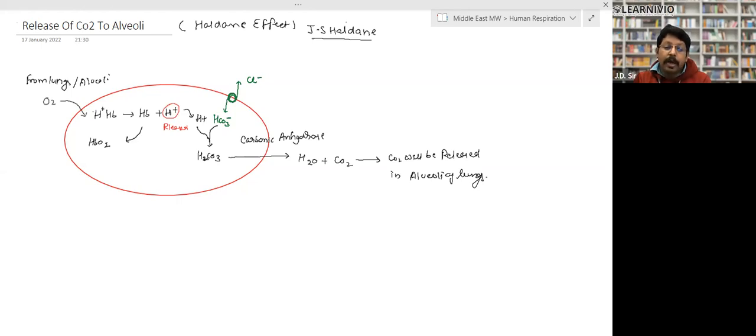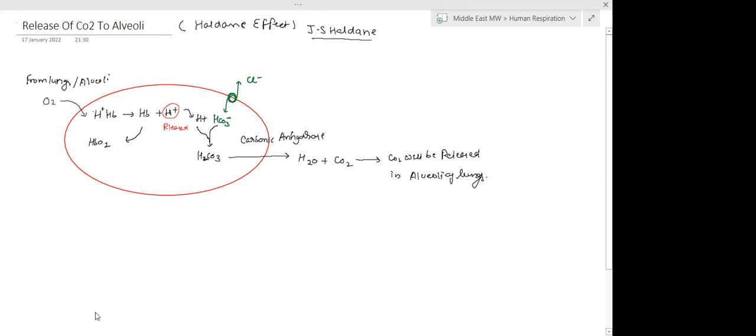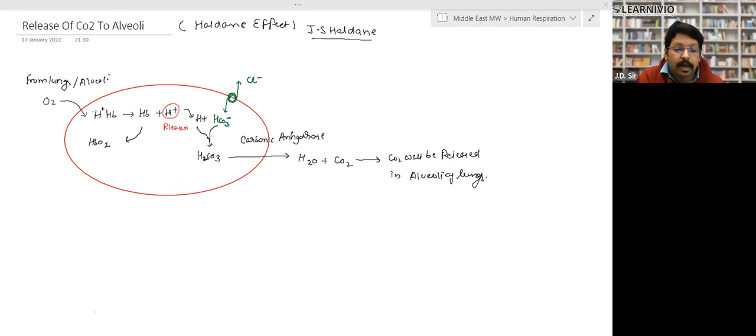Now, the chloride ion starts moving out from the RBC, and the bicarbonate ion starts coming into the RBC. In bracket, you can note it down: opposite phenomenon to chloride shift.